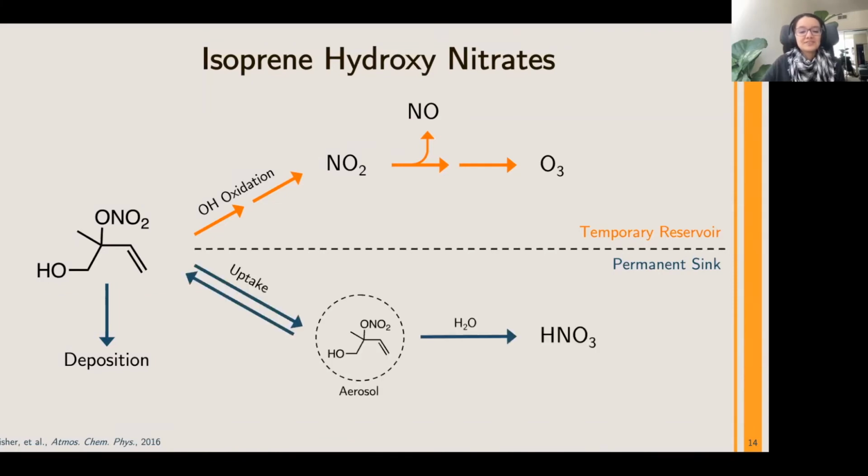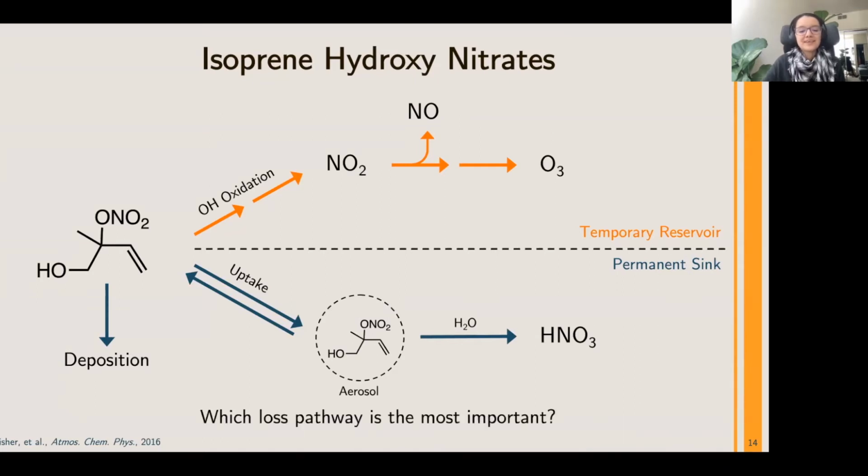There are also many multifunctional compounds. The isoprene nitrate can partition into the aerosol phase, acting again as a permanent NOx sink. And as a bonus step, if there's enough water present in the aerosols, the isoprene nitrate can then hydrolyze, forming nitric acid, which is another air pollutant and a main component of acid rain.